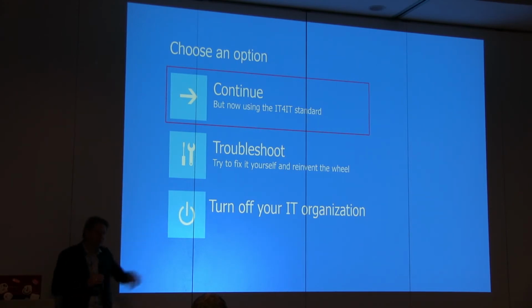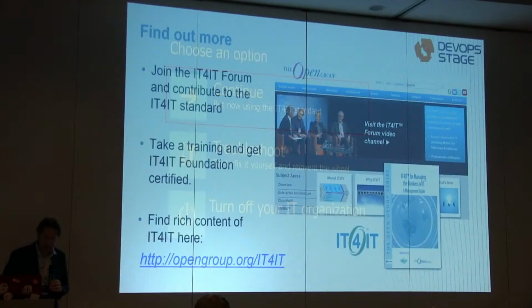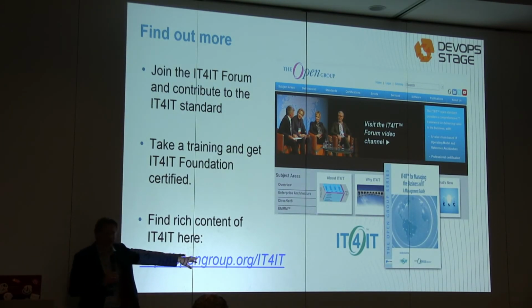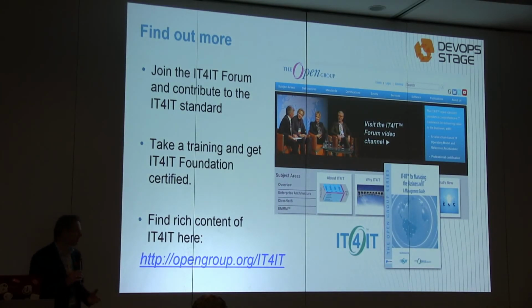Or another option is, turn off your IT organization or let the teams or the business units do it themselves. Now, if you want more information about IT for IT, there's a website here, opengroup.org, IT for IT. There you can find more reference materials, and download those for your own organization. Also, if you want more information, you can contact me. I can send you the presentation and some more information about this as well.